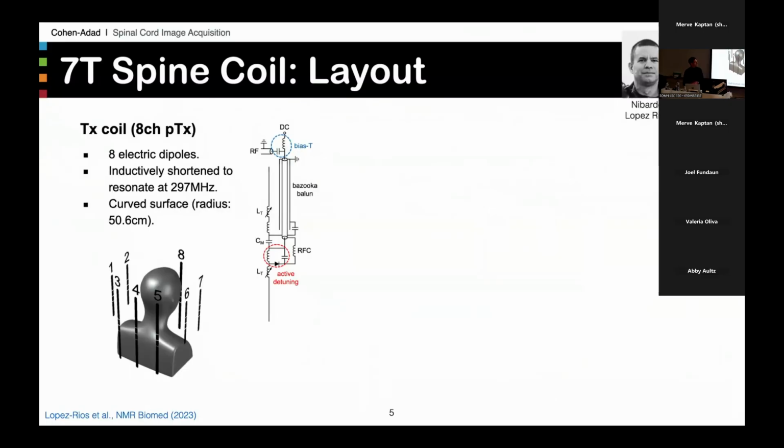Kyle Gilbert helped us with the proposed design of a dipole for the transmit part of the coil, because what you need to know is that when you go to 7T, you don't have the luxury of having an already existing transmit coil. You need to bring your own transmit coil.